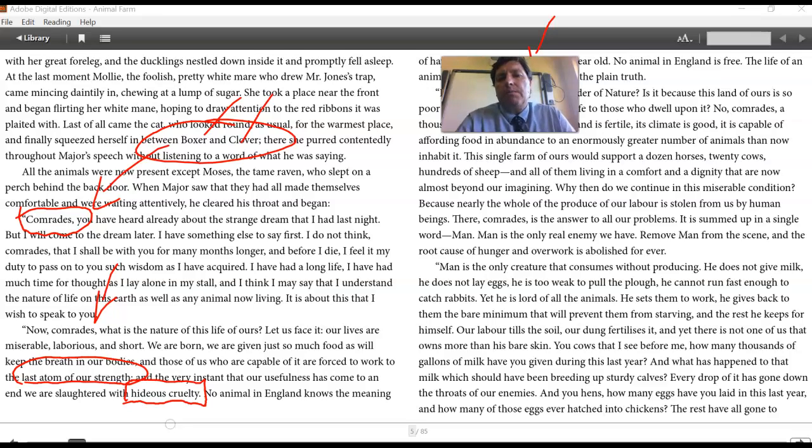Simple bondsmanship, slavery. Therefore, your lives must be something that you have to fight against and rebel against. But is that part of the order of nature? Is it because the land of ours is so poor? No, comrades, 1,000 times no. The soil is fertile, climate is good, everything's fine, so why are we hungry and starving? Why then do we continue in this miserable condition? Because nearly the whole of the produce of our labour is stolen from us by human beings.